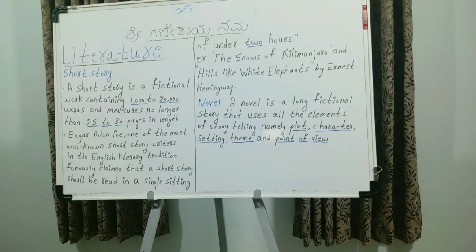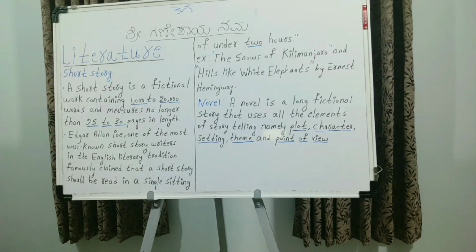Edgar Allan Poe, one of the most well-known short story writers in the English literary tradition, famously claimed that a short story should be read in a single sitting of under 2 hours. He famously gave the definition of a short story as one that should be read in under 2 hours. It should not exceed 2 hours.